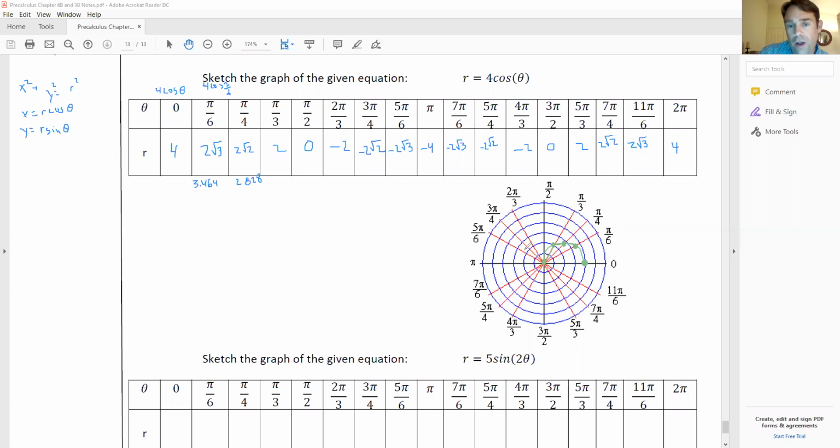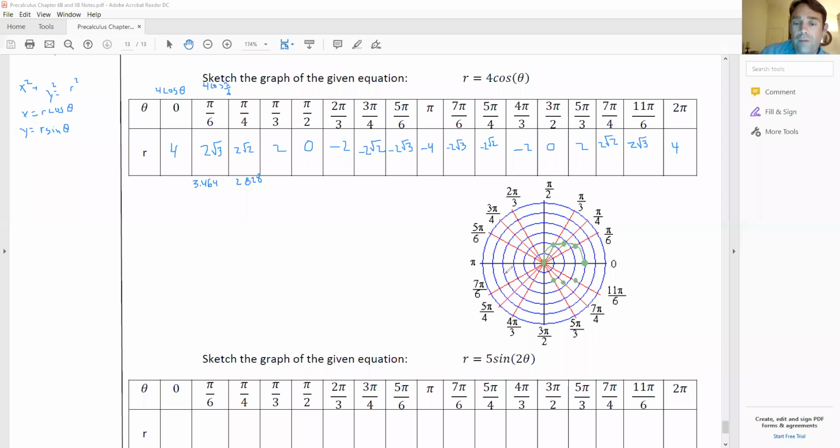So at 2 pi over 3, I'm at -2. So at 2 pi over 3, I went back 2. And then at 3 pi over 4, I was at -2 root 2, and that's -2.828 again. So I'd be right about there. And then I had -3.464, so I'd be right about here. And at pi, I'm at -4, which would be here.